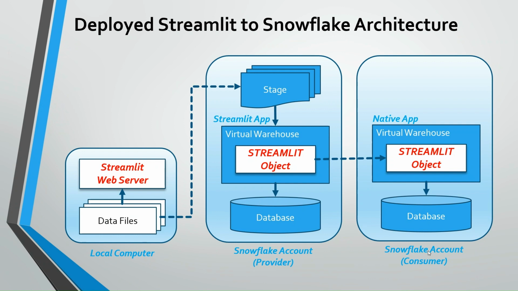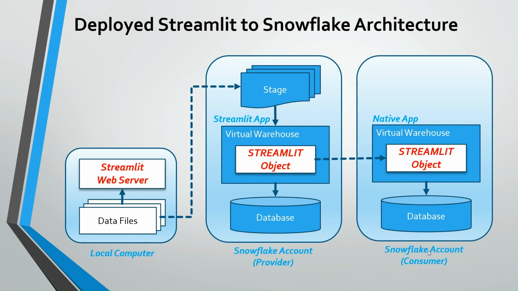You basically have to upload your data files into a stage and create a Streamlit object internally in Snowflake from these files. The virtual warehouses will start acting also as an application server at this moment, not just as a database server, because they will execute inside this whole Streamlit based application.